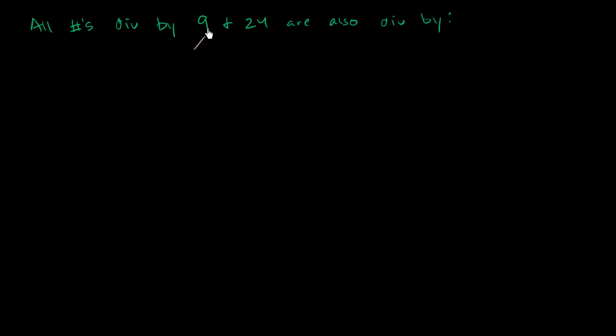You take the prime factorization of 9, it's 3 times 3, and we're done. Prime factorization of 24 is 2 times 12. 12 is 2 times 6. 6 is 2 times 3. So anything that's divisible by 9 has to have a 9 in its factorization, or if you did its prime factorization, it would have to be a 3 times 3.